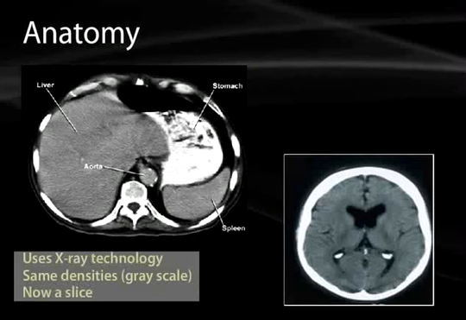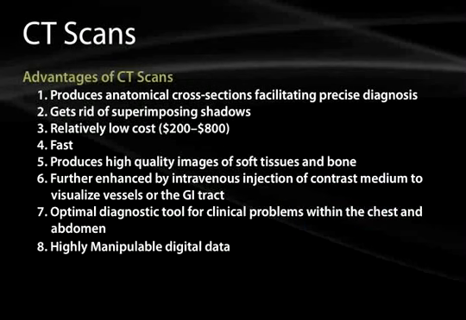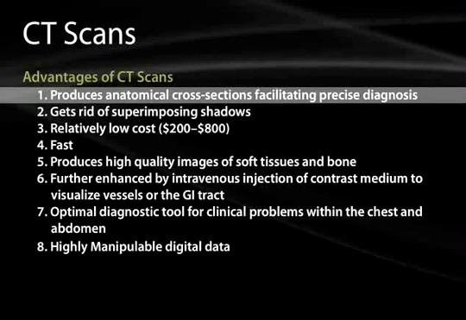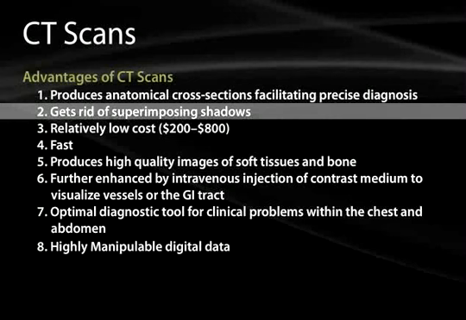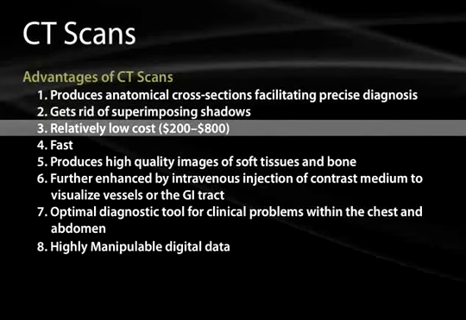So since it uses ionizing radiation and X-ray technology, you see the same kinds of densities, but you see less imposition of overlying structures, so there's better clarity since you're using a slice. Some of the advantages of CT is that it will produce anatomical cross-sections which can be manipulated into any plane as well, which will help facilitate precise diagnosis. It gets rid of all the superimposing shadows and the complexity of trying to interpret a 3-dimensional world in a 2-dimensional film. And it's fairly low cost still, although it depends on where you are, where this price will be higher or lower from that.